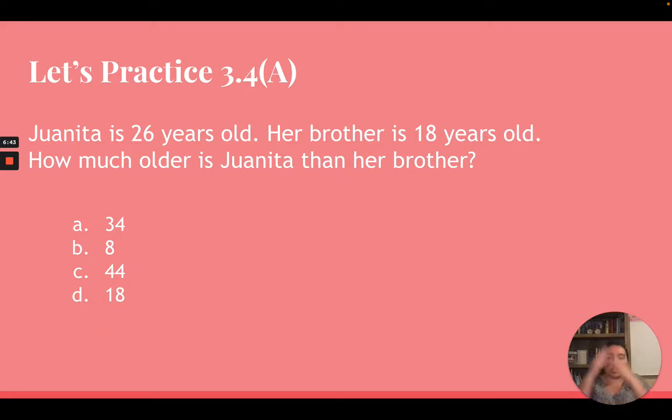All right, and now that you're back. So you should have chosen the operation subtraction. In that second sentence there, how much older? Those are your key words there to tell you that we are doing subtraction. Your number sentence should have been 26 minus 18. And with that, you should have gotten that Juanita is 8 years older than her brother. If you did not, I want you to go back. I want you to check your work. Pause the video before going on while you check your work.